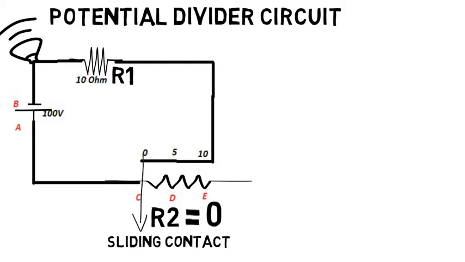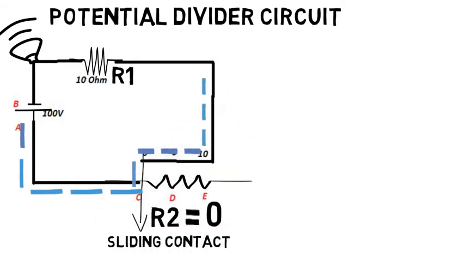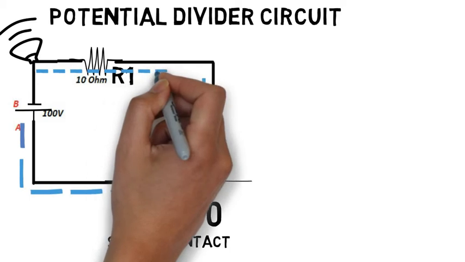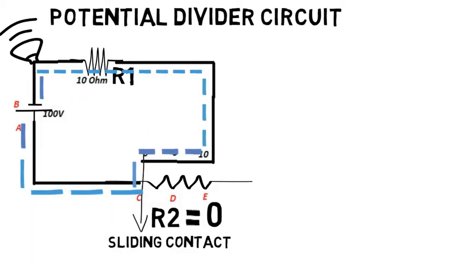Okay, so when this arrow is at point C, current is passing from the battery, point A, to C, to R1, to the loudspeaker and back to the battery at point B. In this case, resistance offered by R2 is 0 ohm. So, what will be the amount of current passing through the loudspeaker? Let's calculate.